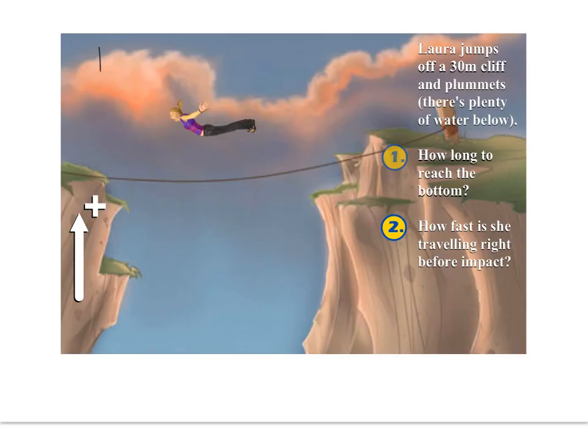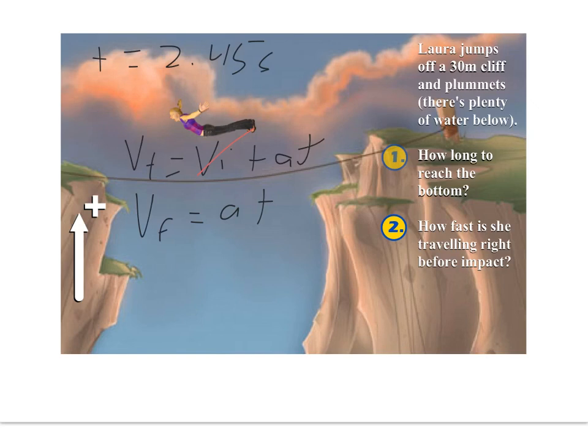Since I now have that time until impact of 2.45 seconds, I'm going to use that to answer question 2, which is how fast will she be traveling right before impact? To solve this, I'm just going to apply ultra mega mega mega mega mega mega equation number 1, which is v final is equal to v initial plus acceleration times time. Again, this is nice because it's a free fall problem with an initial velocity of 0, so she's jumping from rest, in which case v final is just equal to acceleration times time, where the acceleration is just good old gravity acting downwards at 10 meters per second squared, and I just use that time of 2.45 seconds from question 1.